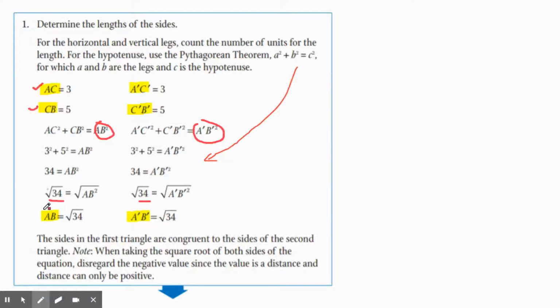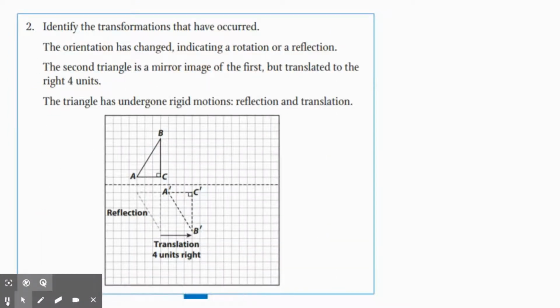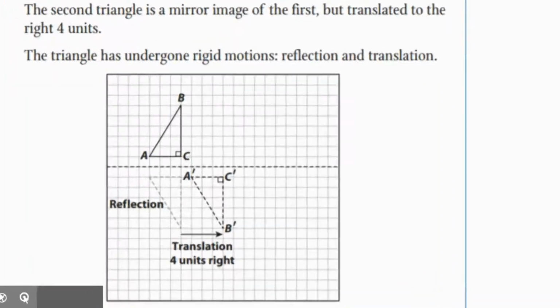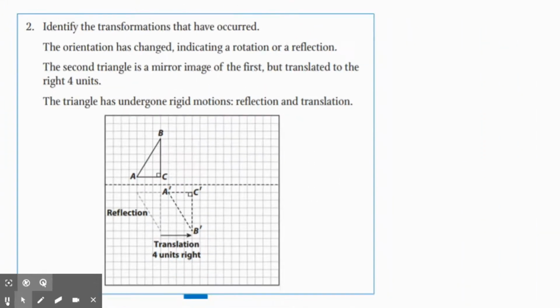Did the measures change? The answer is no. So I know a rigid transformation has taken place, but which one? We have to take a look at the pre-image versus the image. It looks like it's definitely been flipped, but it's also been translated. I can see that it's been translated to the right 4 units. So it's actually a composition of rigid transformations.